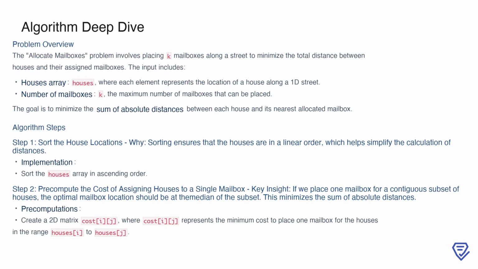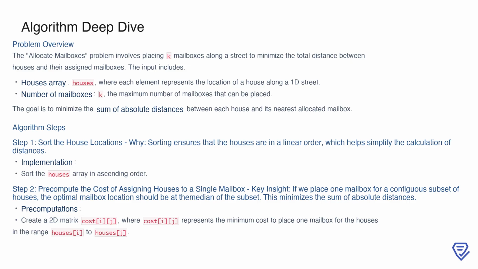In the Allocate Mailboxes problem, the objective is to strategically place k mailboxes along a street to minimize the total distance between houses and their closest mailbox. The problem is defined by two inputs: the houses array, which specifies the locations of houses on a one-dimensional street, and k, the maximum number of mailboxes we can allocate. The challenge lies in minimizing the sum of absolute distances between each house and its nearest mailbox.